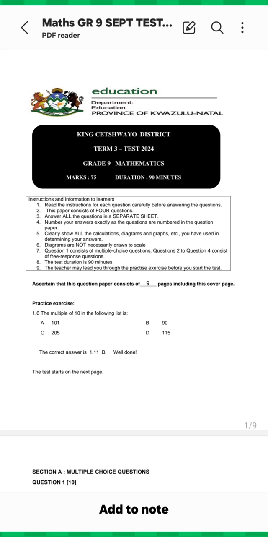Just before people go to school today, let's look at a paper here for grade 9s. That is a paper that was done, I think last year's test, grade 9 2024 King Cetshwayo District. I just want to go over this paper so that those who are in grade 9 that may be writing, we may be able to assist just as you prepare to go to school.